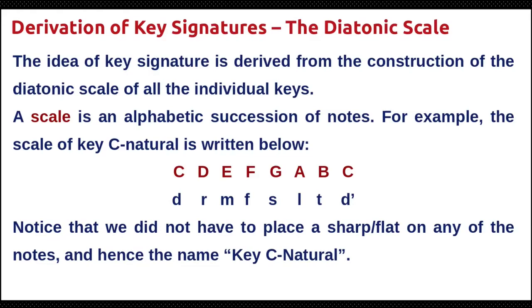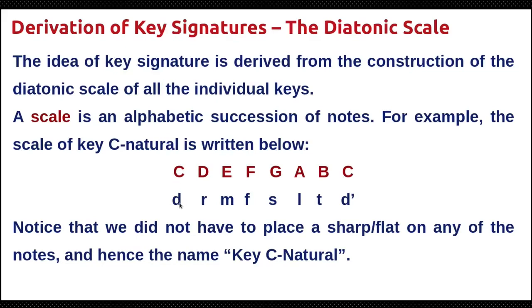For example, the scale of C natural is written below. This is the scale of key C natural. This is C, D, E, F, G, A, B, C. This is the first degree of the scale, the second degree, the third degree, the fourth degree, fifth, sixth, seventh, and the eighth degree. Notice that the eighth degree is the same thing as the first degree. It's just that it's an octave higher than the starting point.